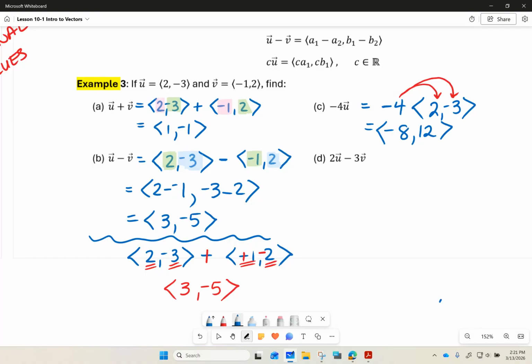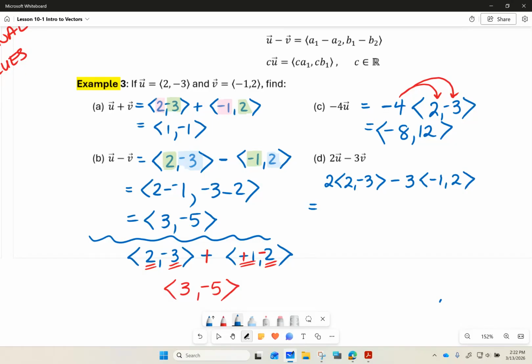So now pause the video, and I want you to try D on your own. And let's see if you can do all the operations together in one shot. All right, I'm going to talk this through real quick, and you can check your work. So let me set this up. Notice I'm consistently putting those pointy parentheses. I'm sure there's an actual word for it, and I should know it by now.